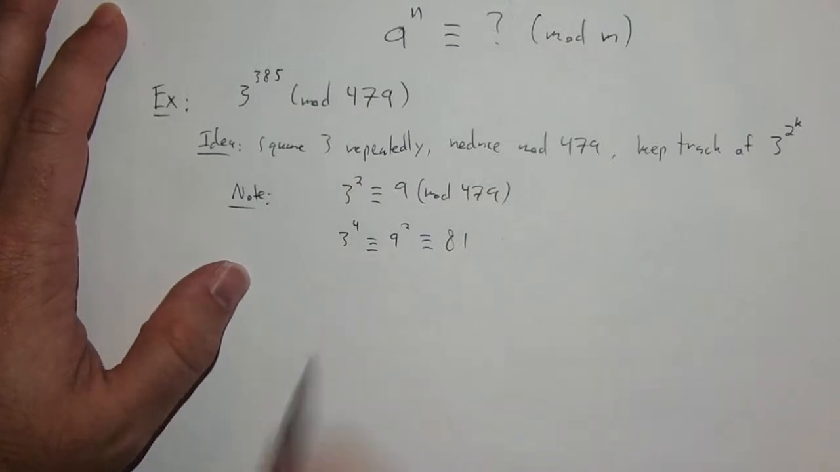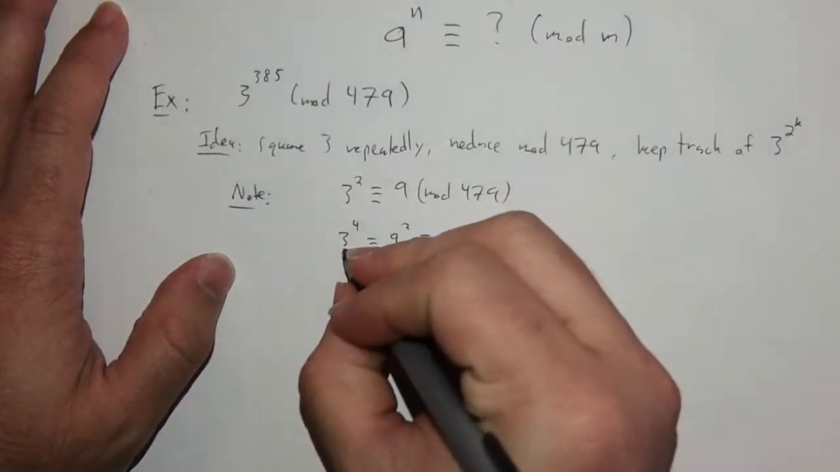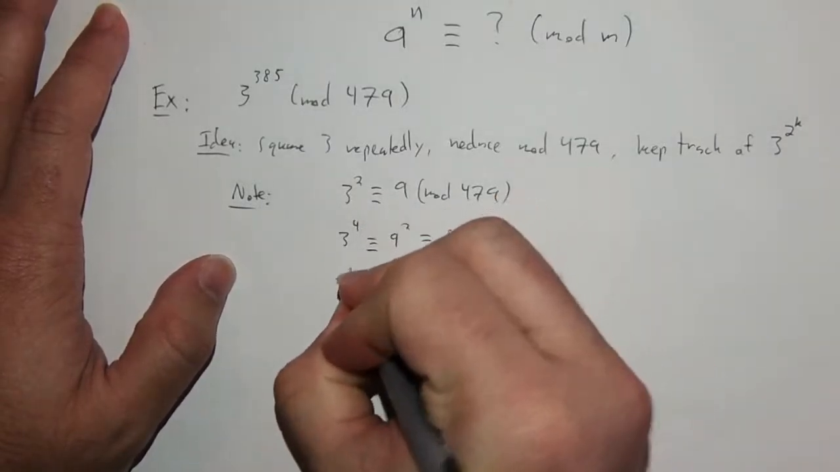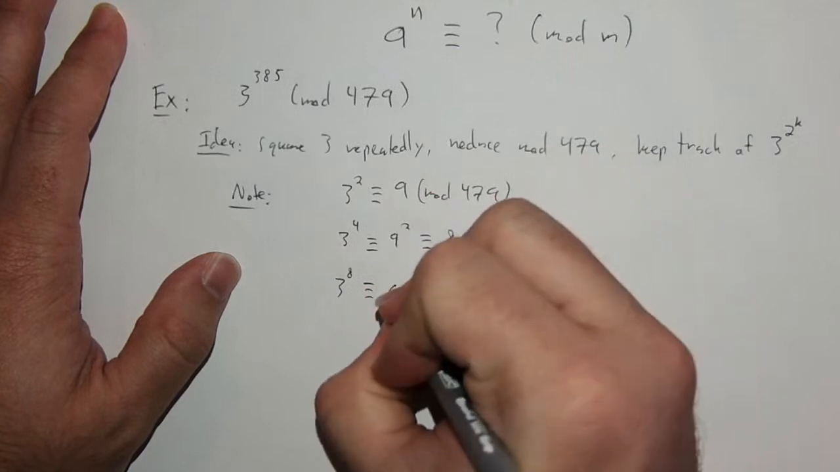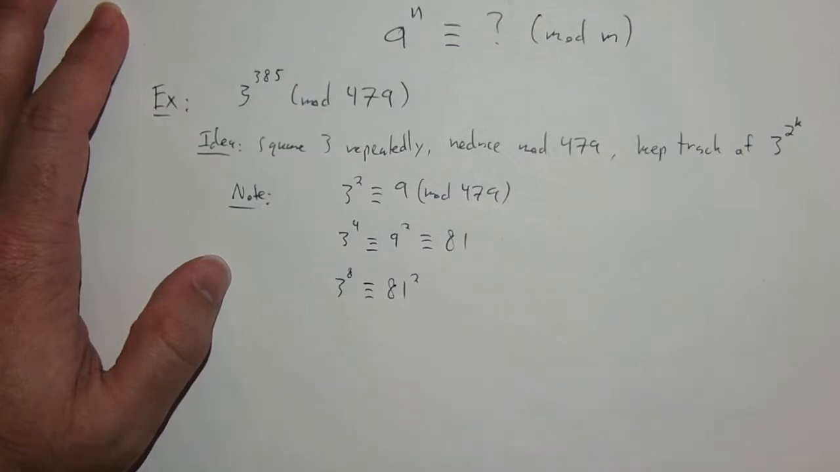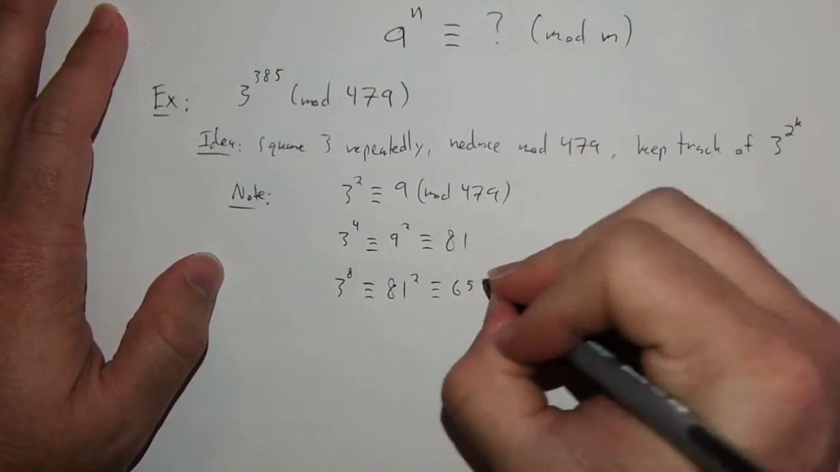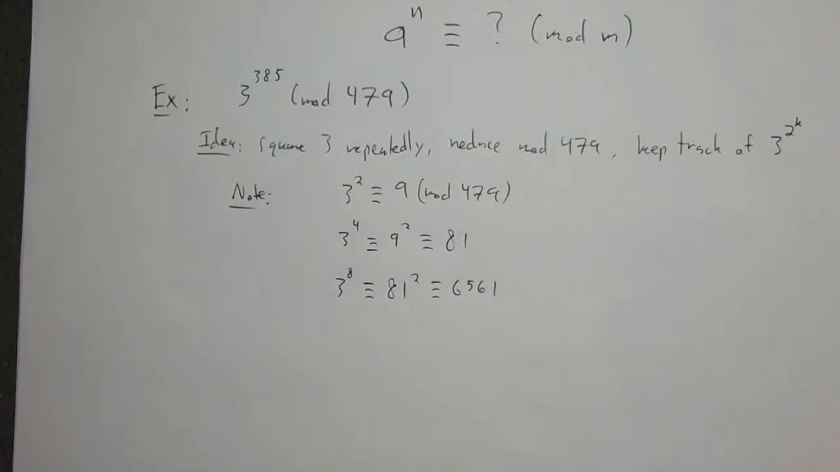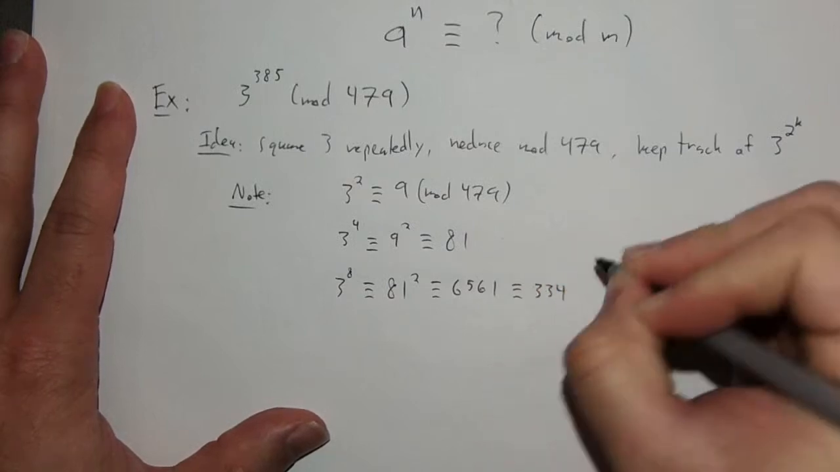So, continuing this, I want to keep squaring here. Next in the line is 3 to the 4th squared, which is 3 to the 8th. So 3 to the 8th is 81 squared. I just take my previous result. 81 squared is 6,561. And now I get something that I can reduce mod 479. Turns out that this is congruent to 334. Okay.